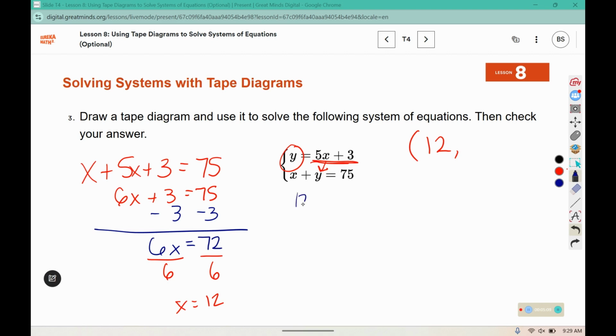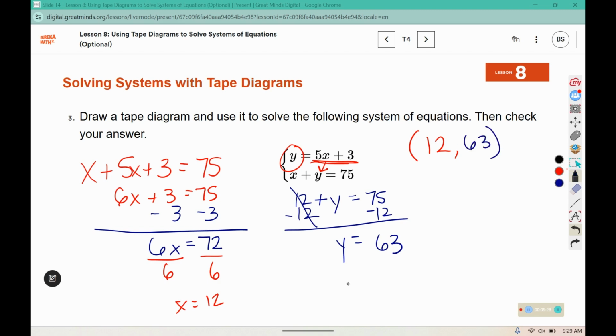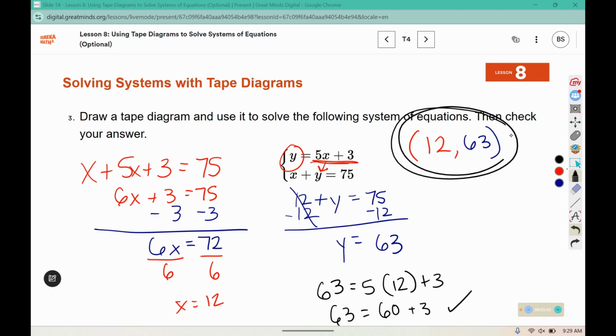Now we'll substitute it into the problem and solve it for the other variable. Y is equal to, let's see, 75 minus 12 is 63. And we can also check that it is correct. The y value is 63. The x value is 12. 5 times 12 is 60. And 60 plus 3 is 63. So this is correct.